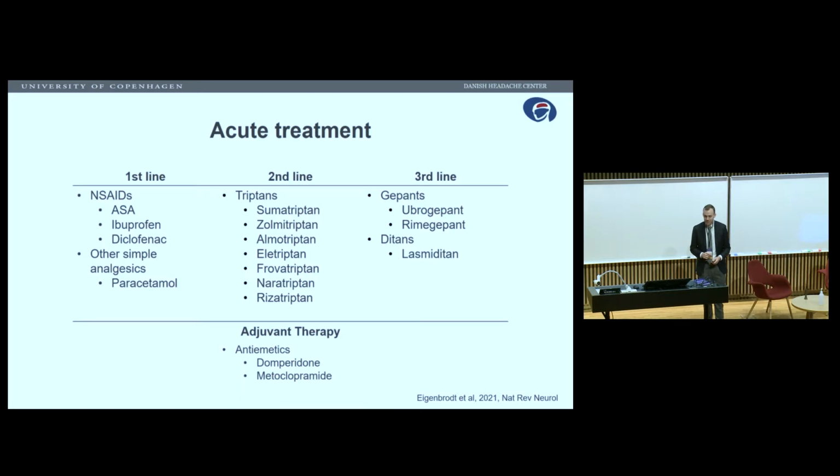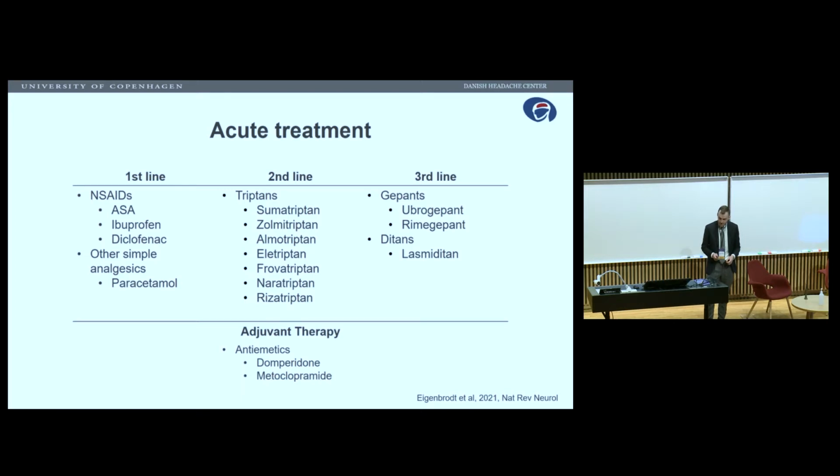In the first line, we have non-steroidal anti-inflammatories, aspirin, ibuprofen, diclofenac, and other simple analgesics like acetaminophen, paracetamol, depending on which part of the Atlantic you're on. And then second line with triptans, 7 different triptans. You know these, and in different formulations, whether it be melting tablets, conventional tablets, injectables, and so on and so forth. And finally, the third line with gepants and ditans, like the new kids on the block in migraine therapy.